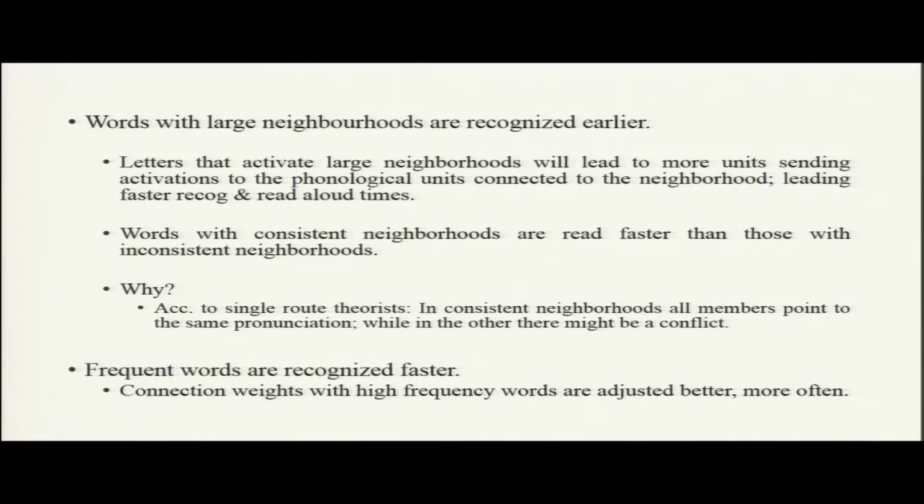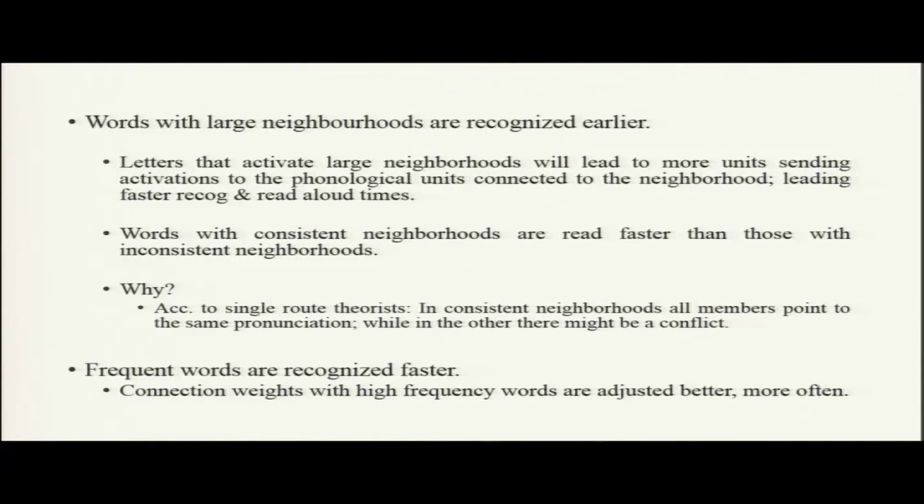And why would that happen? It's basically because letters that activate large neighborhoods will lead to more units sending activations from the orthography to the phonological units connected to that neighborhood, leading to faster recognition and naming times. Also, it has been found that words with consistent neighborhoods are read faster than those with inconsistent neighborhoods. You might wonder why. It's because in a consistent neighborhood, all members point to similar pronunciations, whereas in inconsistent neighborhoods, members point to different pronunciations, which leads to difficulty and slowing down. So words with consistent neighborhoods are read faster compared to words with inconsistent neighborhoods.